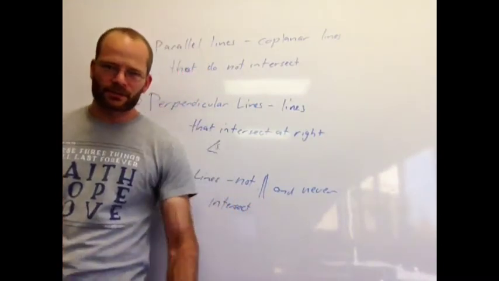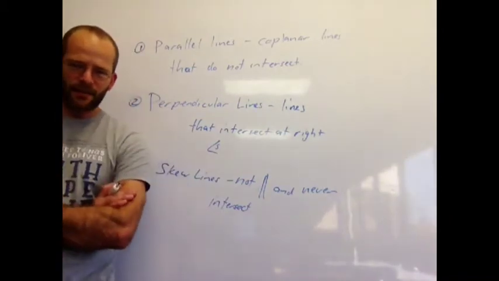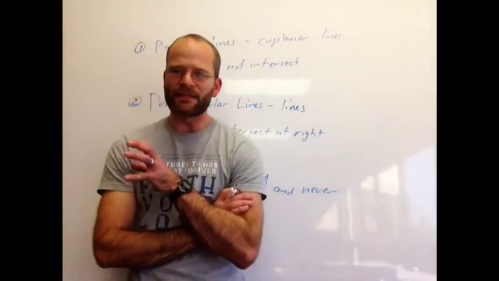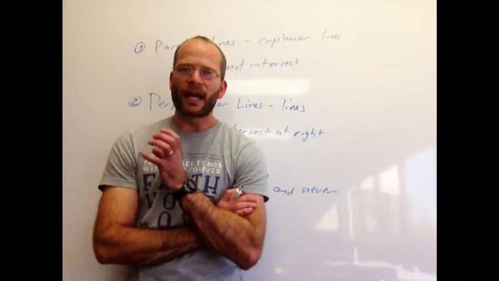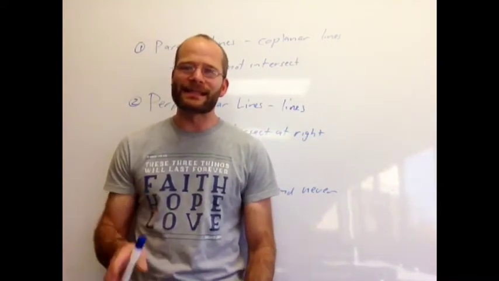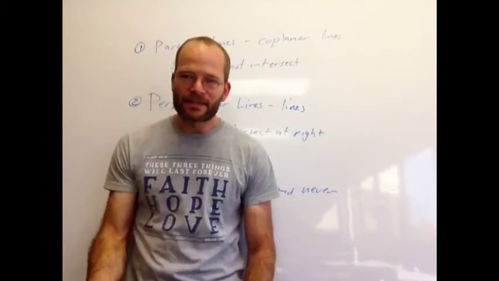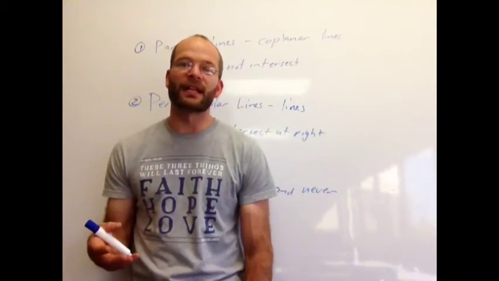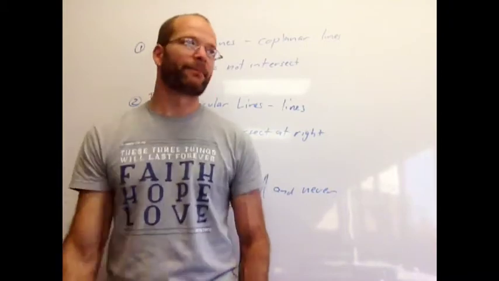Sometimes we have a little bit of trouble imagining this, and the primary reason is because it's really difficult to draw lines that are skew lines on paper. In other words, skew lines always exist in 3 dimensions. It's impossible to have skew lines in 2 dimensions. Let me show you why.